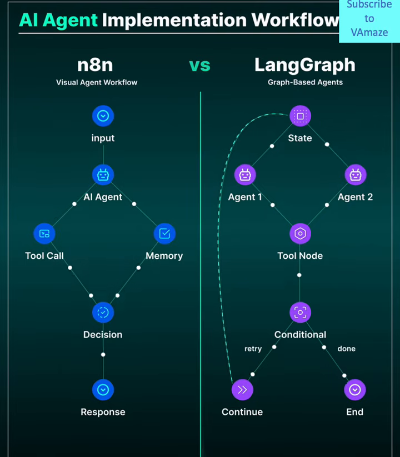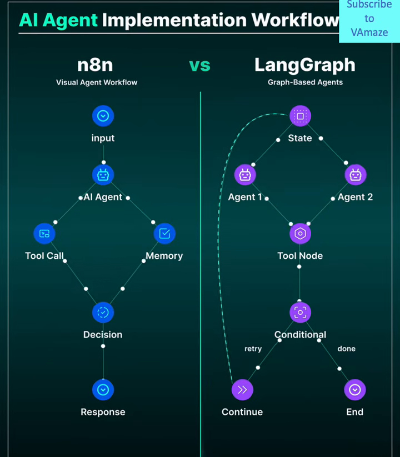Below the tool node is a conditional node. Here, you evaluate whether the workflow should proceed, retry, or terminate. If the agent's combined outputs or the tool node's result indicate retry, the graph loops back to a continue node that feeds back into the initial state and agent nodes, enabling iterative processing. If the condition is done, execution follows the done branch into an end node, concluding the flow.